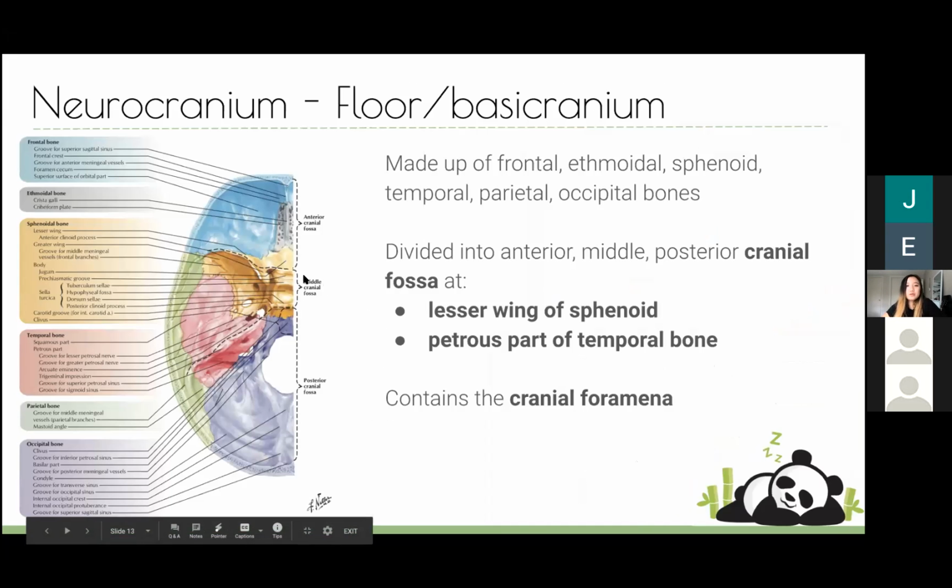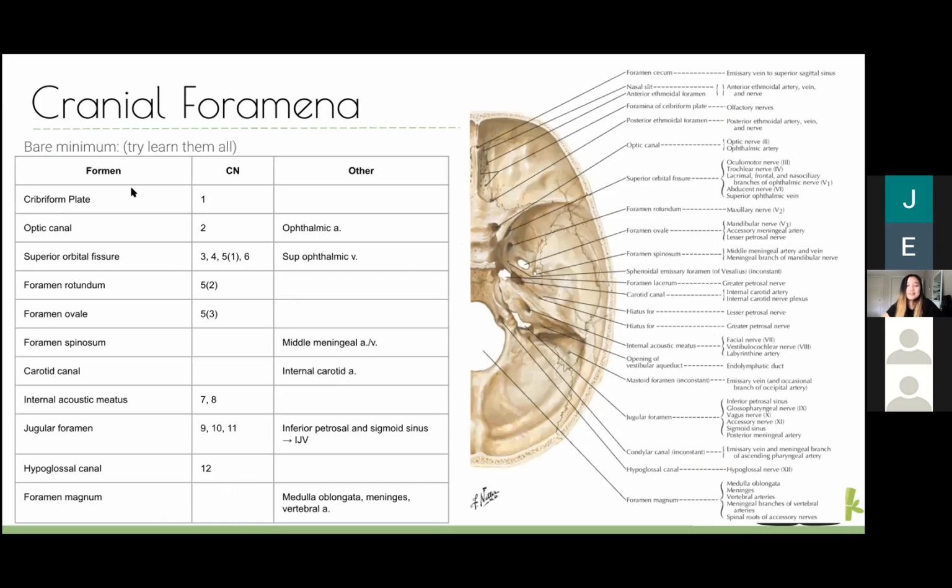Cool. This is the floor of your neurocranium. It's made up of a couple bones, as we mentioned before. So like your frontal, your ethmoidal, your sphenoid, your temporal, your parietal, and your occipital. It's divided into your anterior, middle, and posterior cranial fossa at the lesser wing of the sphenoid and the petrous part of the temporal bone. And it's got your cranial foramina, which is here. So this is the bare minimum of what you should know, and this is kind of like the maximum of what you could know. So we'll go through the bare minimum today.